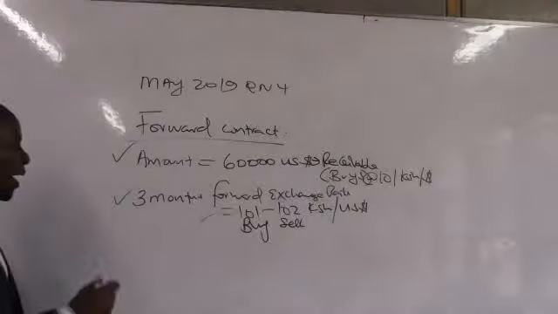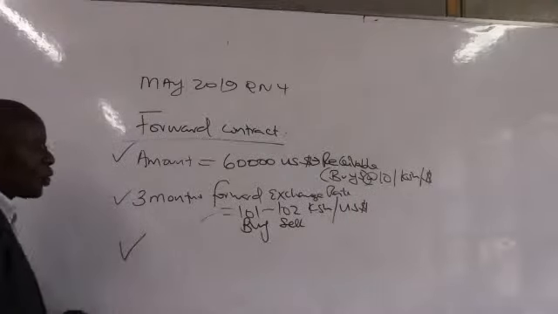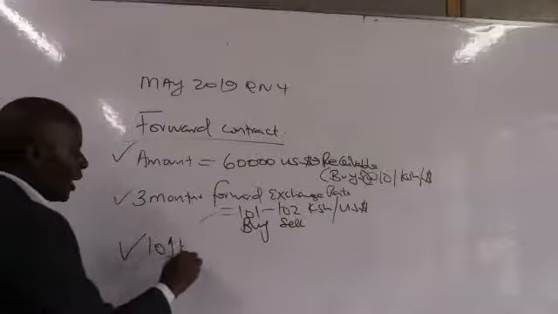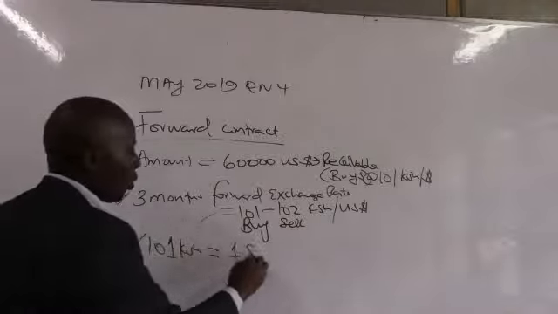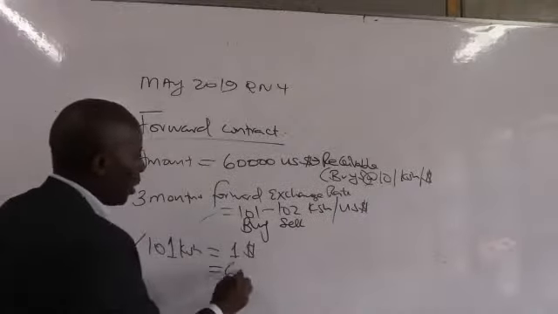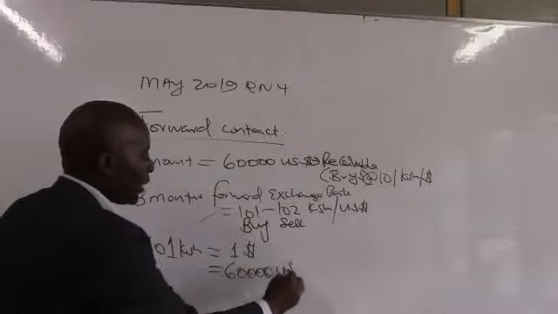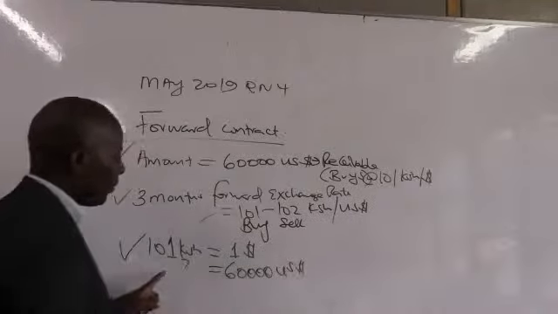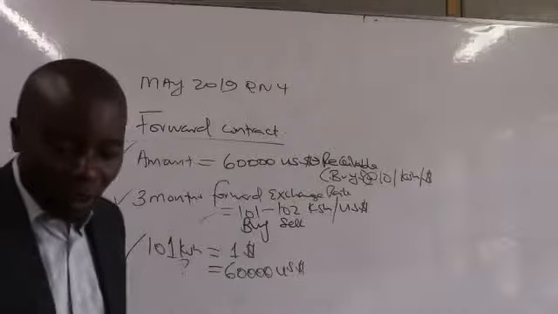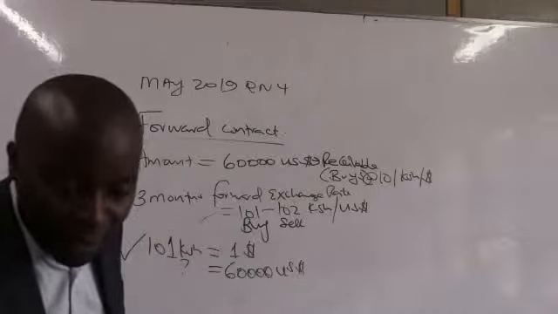So go ahead and exchange for us. We have 101 Kenya shillings equals $1. How about our 60,000 US dollars? How about our 60,000 US dollars?